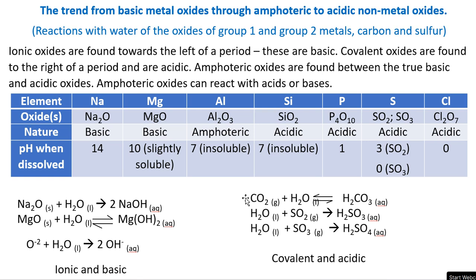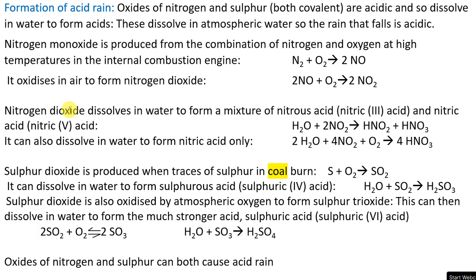My non-metallic oxides, CO2, SO2, SO3, I'm just giving equations for those, combine with water. And you can see in the formula, I'm just combining those oxides with water to make an acid. They are covalent, their oxides acidic. Last slide.